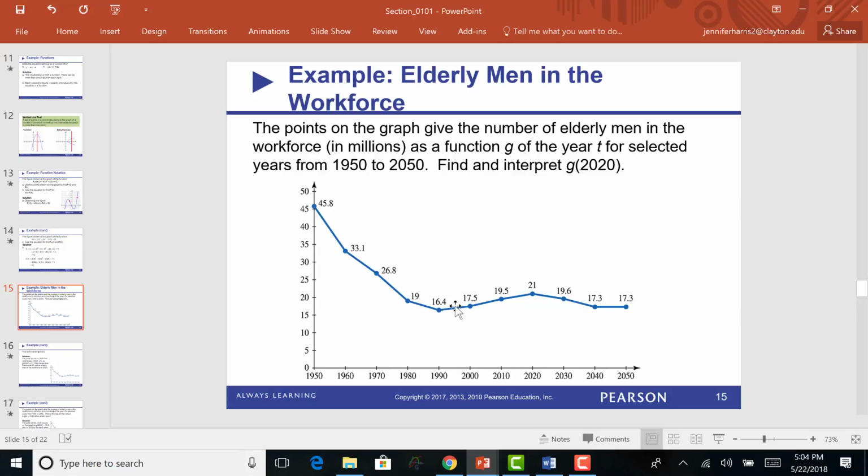Now again, this is for elderly men. We're not talking about the young folks. We're talking about elderly people, like those who work at Walmart. Hopefully I'm not expecting to have to do that when I turn 80 or 90.